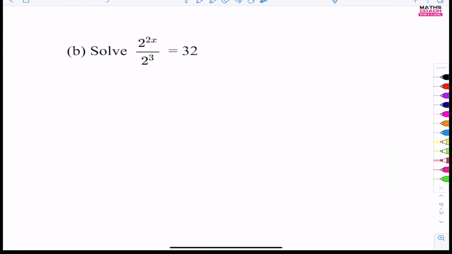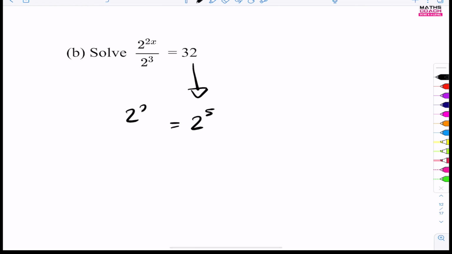Part B for 3 marks, solve 2 to the power of x over 2 to the power of 3 is equal to 32. So what we can do here is we can make the 32 have a base of 2, and that would be 2 to the power of 5. And then we can write the other side as it is. And then we can simplify this.